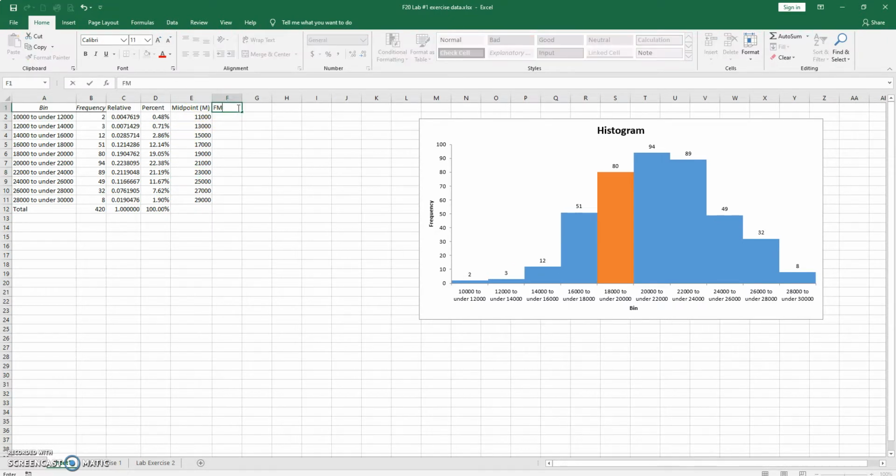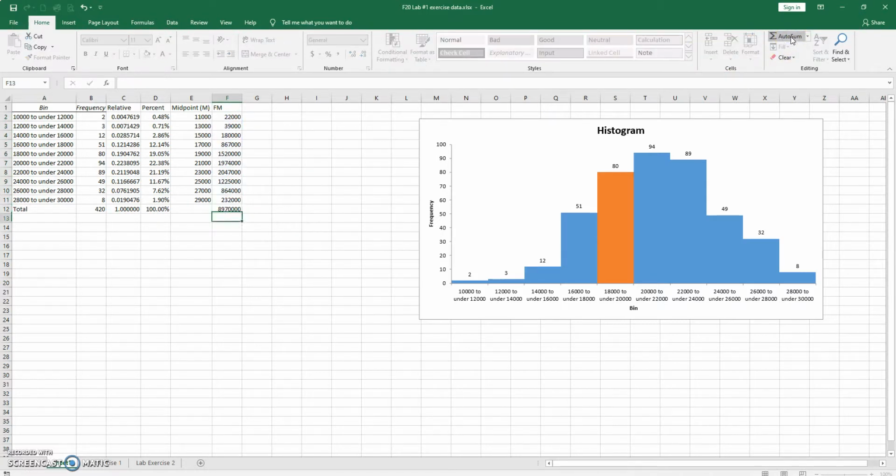We have this last column called the FM column. Basically, it's the frequency times the value in the midpoint. So enter that formula: frequency times midpoint. And there we go, 22,000. Fill that down there.